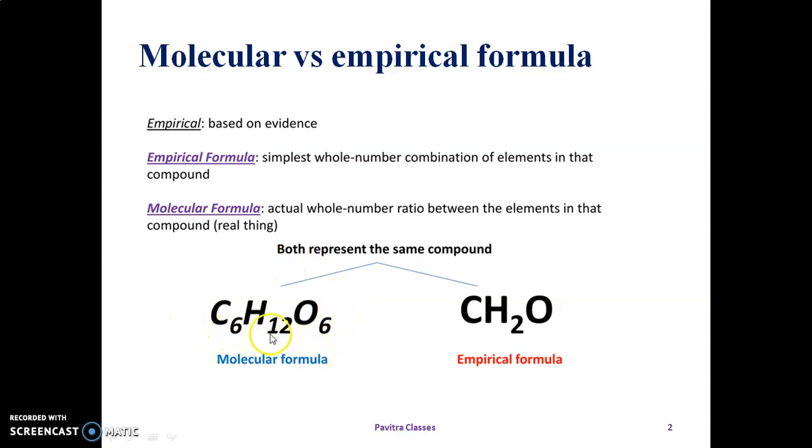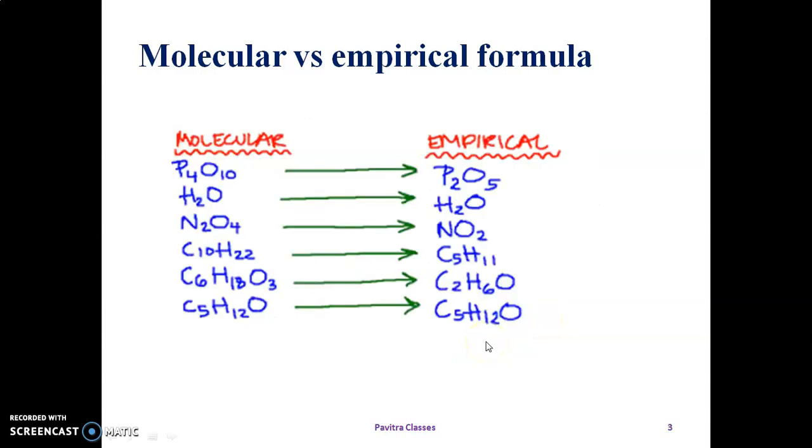It is C6H12O6. Coming to this 6, 12 and 6, it can be divided by 6. 6 into 2 is 12. So converting this into simplest form, you can write it as CH2O. So the molecular formula of glucose is C6H12O6. By simplest whole number, you can write it as the empirical formula CH2O. So you can understand that the actual whole number is the molecular formula and the simplest whole number is the empirical formula.